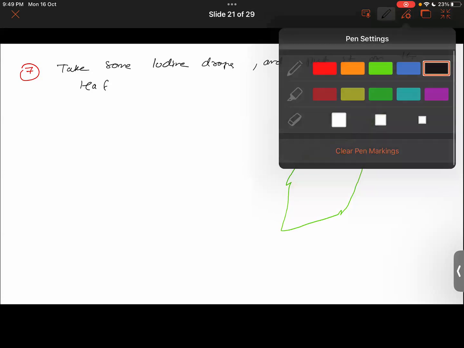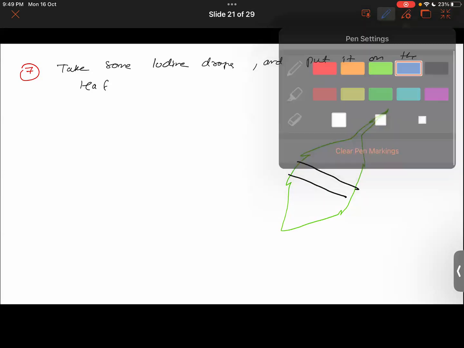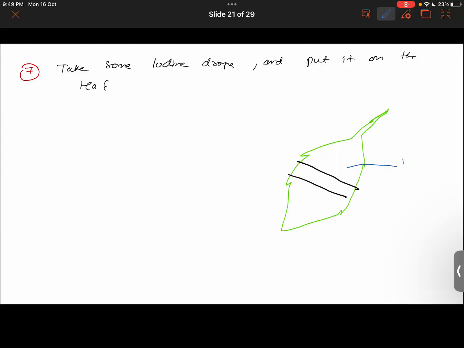Okay. Suppose this was the leaf which we took. So this much portion did photosynthesis. Again, this is the decolorized leaf. After doing the experiment, this is the leaf we have with us now. So this portion and this portion would have done photosynthesis, while this portion did no photosynthesis.